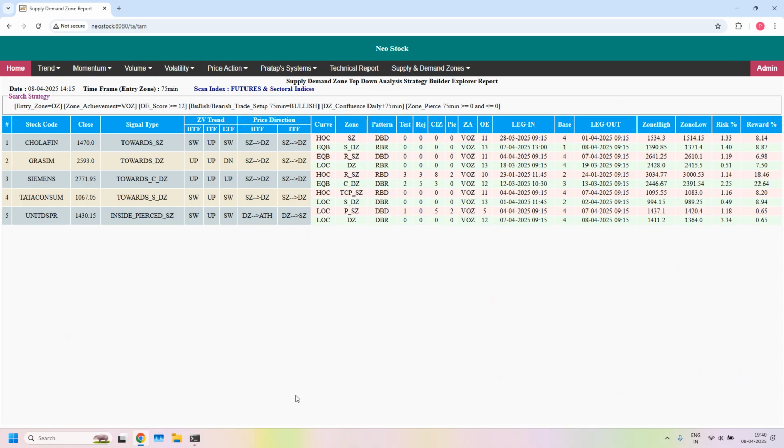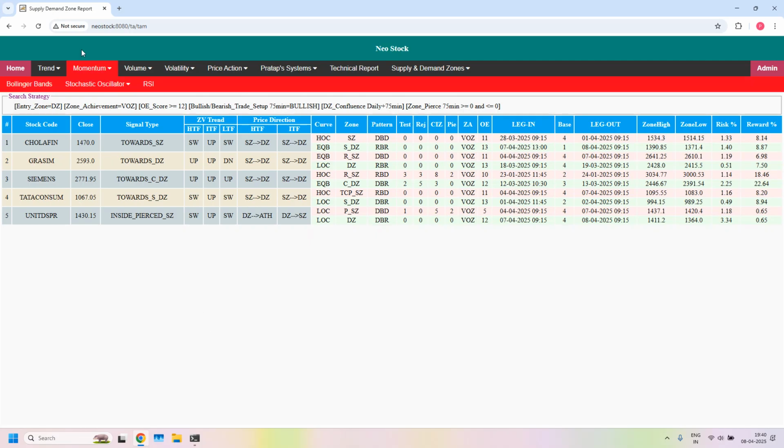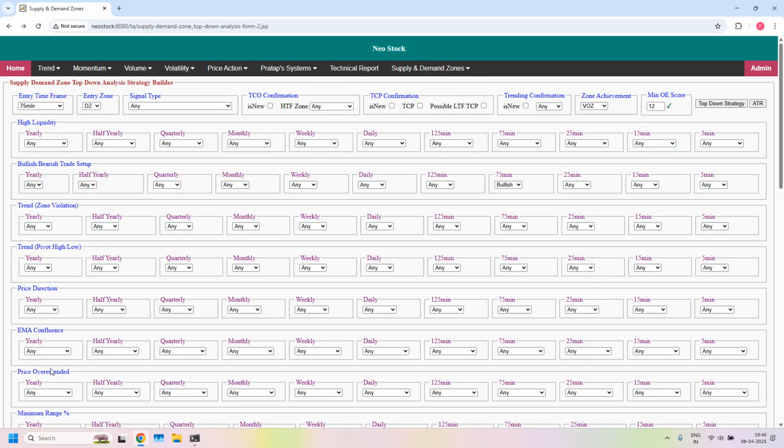All these 75 minutes demand zones overlapped with daily demand zone. And daily trend is up. So let's look for if any of these stocks are having daily demand zone with daily EMA confluence.